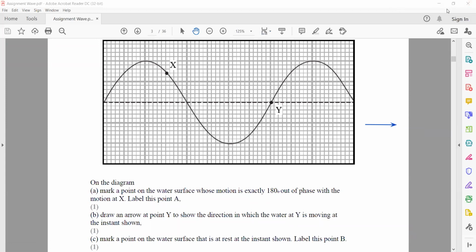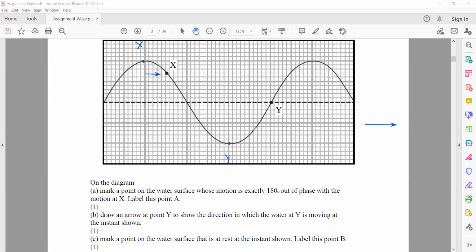180 out of phase means, for example, if x was here at a crest, then y will be there at a trough. When we move x, what will be the new position?